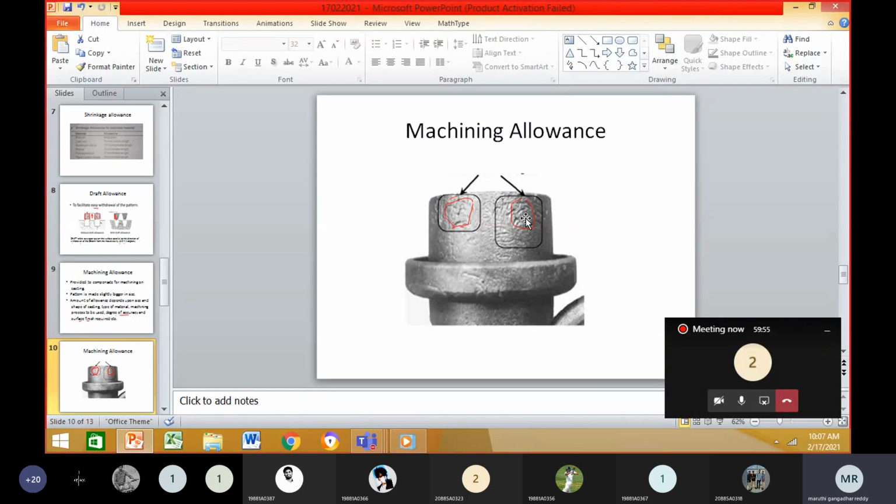Any machining operation, if you observe, will consume some amount of material. Machining is basically a subtracting process. It will take away some amount of material.